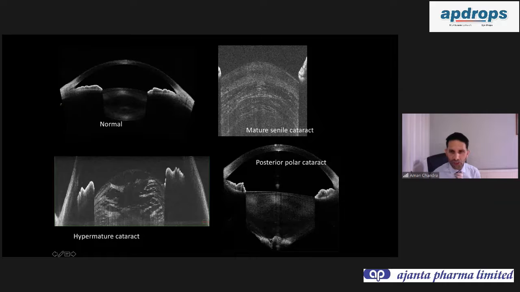And here we have a posterior polar cataract, very useful. Here you can see the posterior capsule has probably become breached, and some of the lens material may be in contact with the vitreous. If you're planning to do cataract surgery in such cases, the anterior segment OCT can be very useful in planning for your cataract surgery.